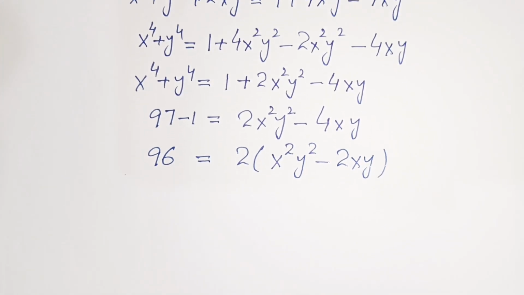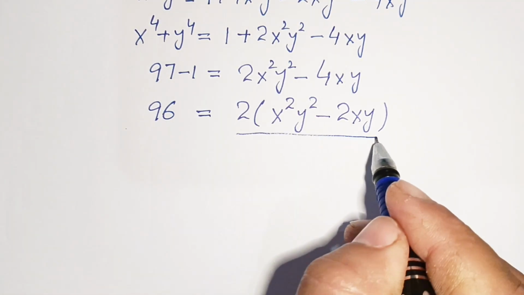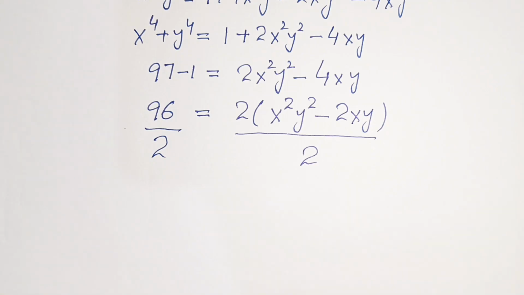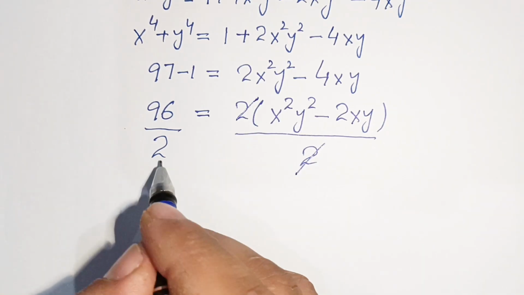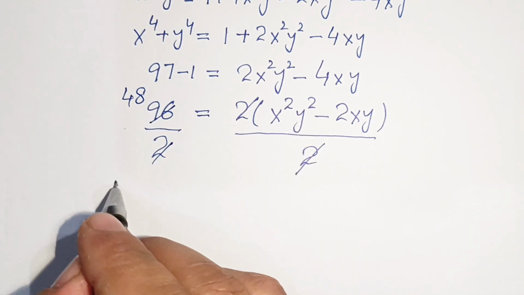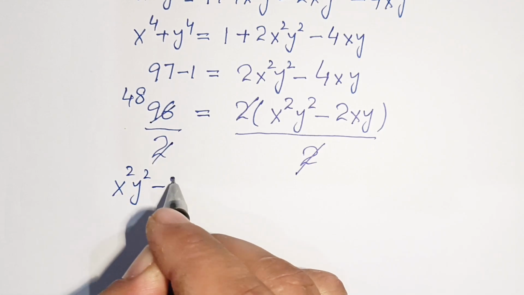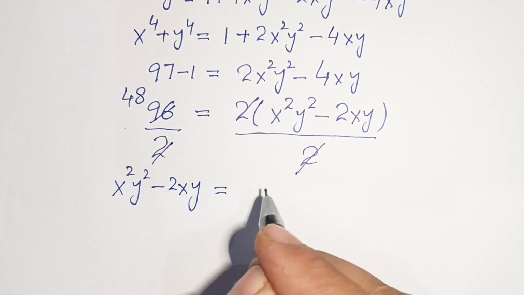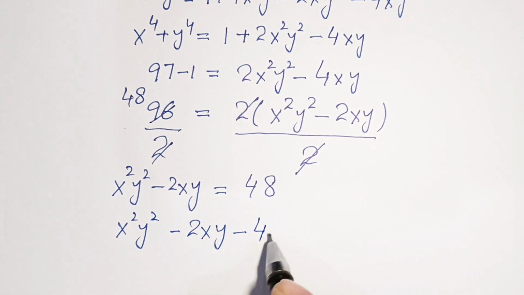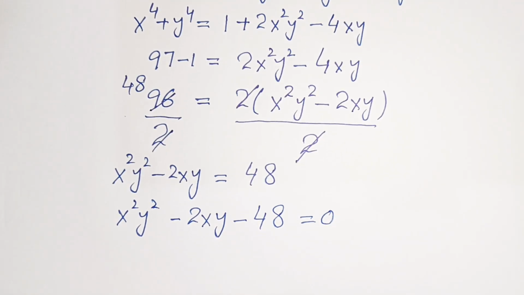If we divide by 2 on both sides, the 2 is cancelled, and 2 times 48 is 96, so we get 48. If we write x squared y squared minus 2xy on the left hand side, shifting the 48, we get x squared y squared minus 2xy minus 48 is equal to 0. Now it is a nice quadratic equation.